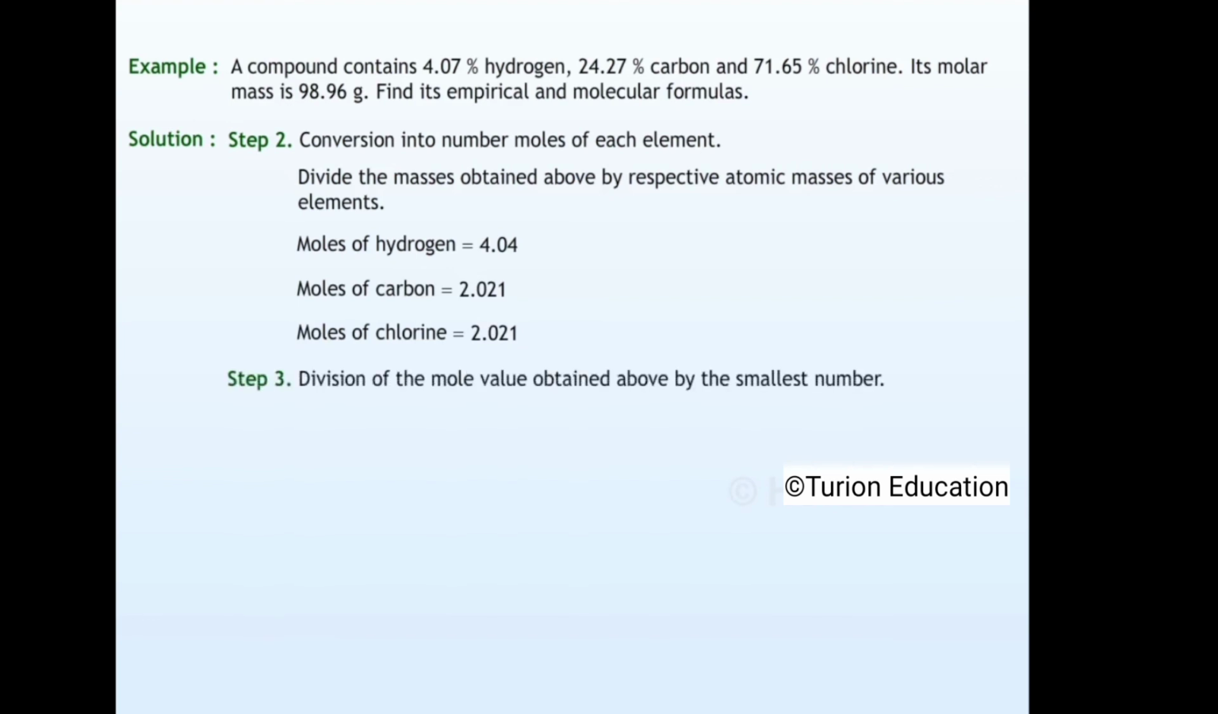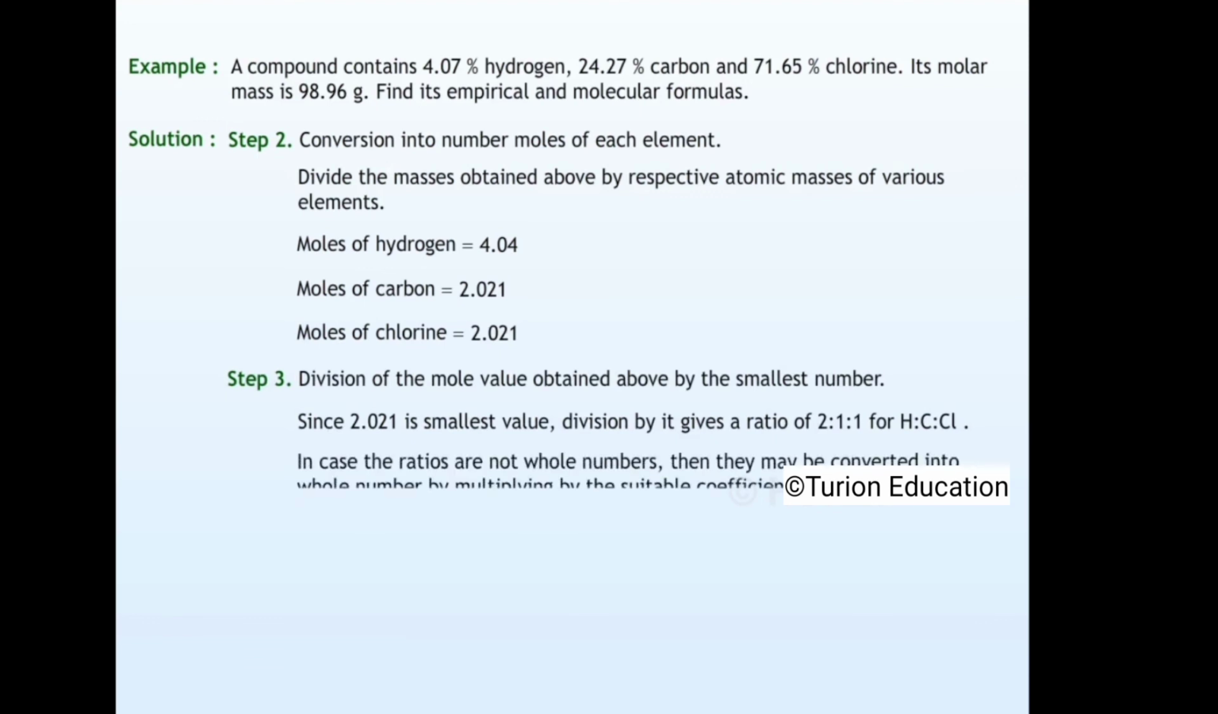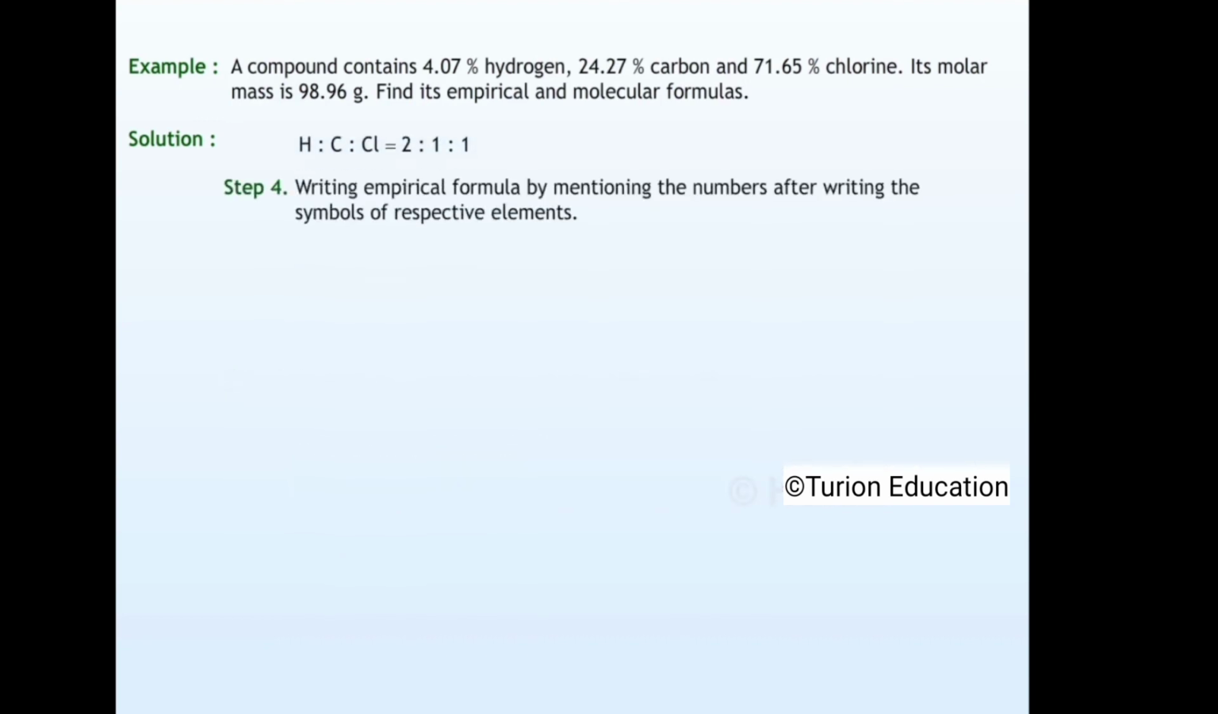Step 3. Division of the mole value obtained above by the smallest number. Since 2.021 is the smallest value, division by it gives a ratio of 2:1:1 for H is to C is to Cl. In case the ratios are not whole numbers, then they may be converted into whole numbers by multiplying by the suitable coefficient. H is to C is to Cl equals 2:1:1. Step 4. Writing empirical formula by mentioning the numbers after writing the symbols of respective elements. CH2Cl is thus the empirical formula of the above compound.